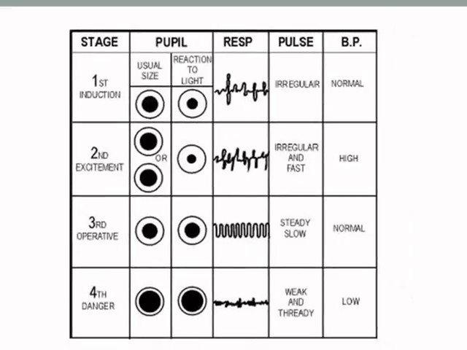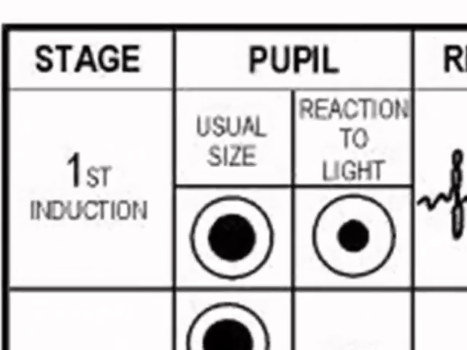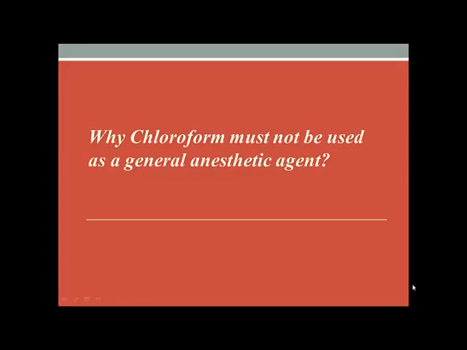This is a chart in which we can see the different parameters which we can observe in the different stages of anesthesia. In the first stage of anesthesia, the pupil size is reduced when light is given to the eye. In the second stage of anesthesia, we also see a decrease in the pupil size. But in the third stage, the pupil size is not decreased because the muscles are all relaxed. And the fourth stage is the complete overdosage of anesthesia.